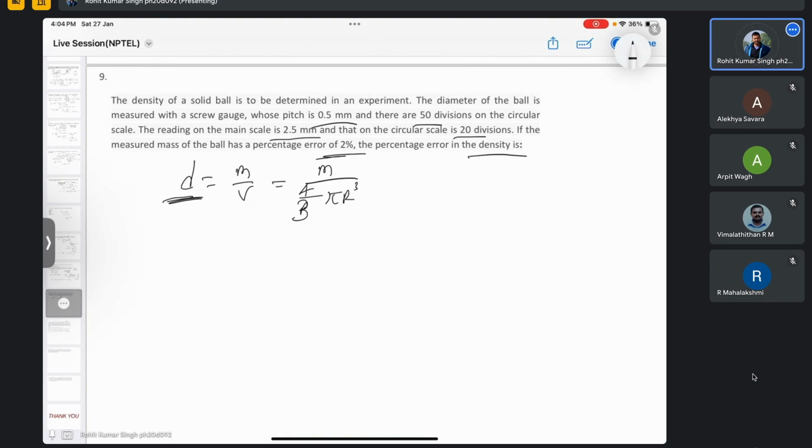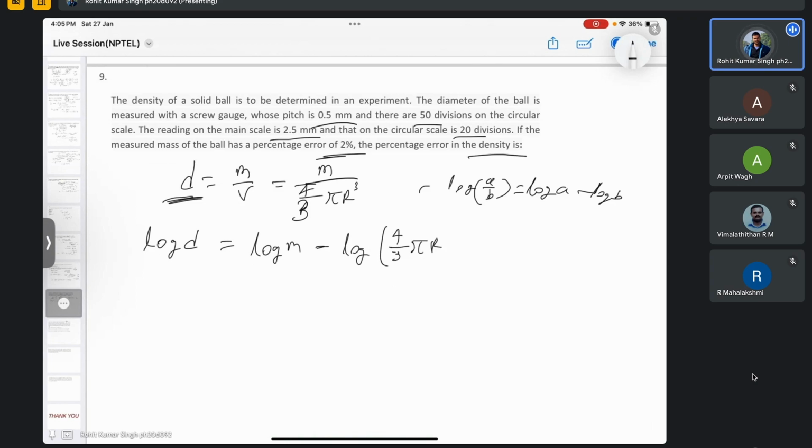So one simple thing is we can take log on both sides. So log of d equal to, when you take log of a fraction a by b, it is log a minus log b. So we can use it here. So it will be log m minus log 4 by 3 pi r cube, right?